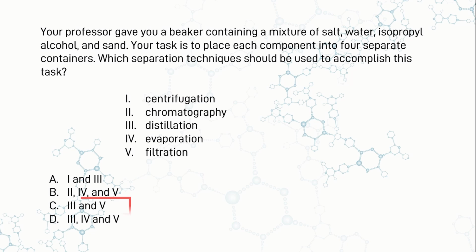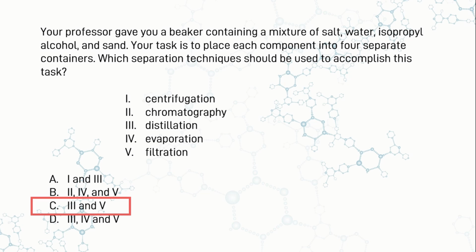The correct answer is letter C. If your answer is letter D, then you might be tricked by this question. Since your task is to place each component into four separate containers, you cannot use evaporation as a separation technique because it will remove all the liquid components of the mixture. Hence, you cannot place water and isopropyl alcohol in their container. So the correct answer is C. 3 and 4 are distillation and filtration.